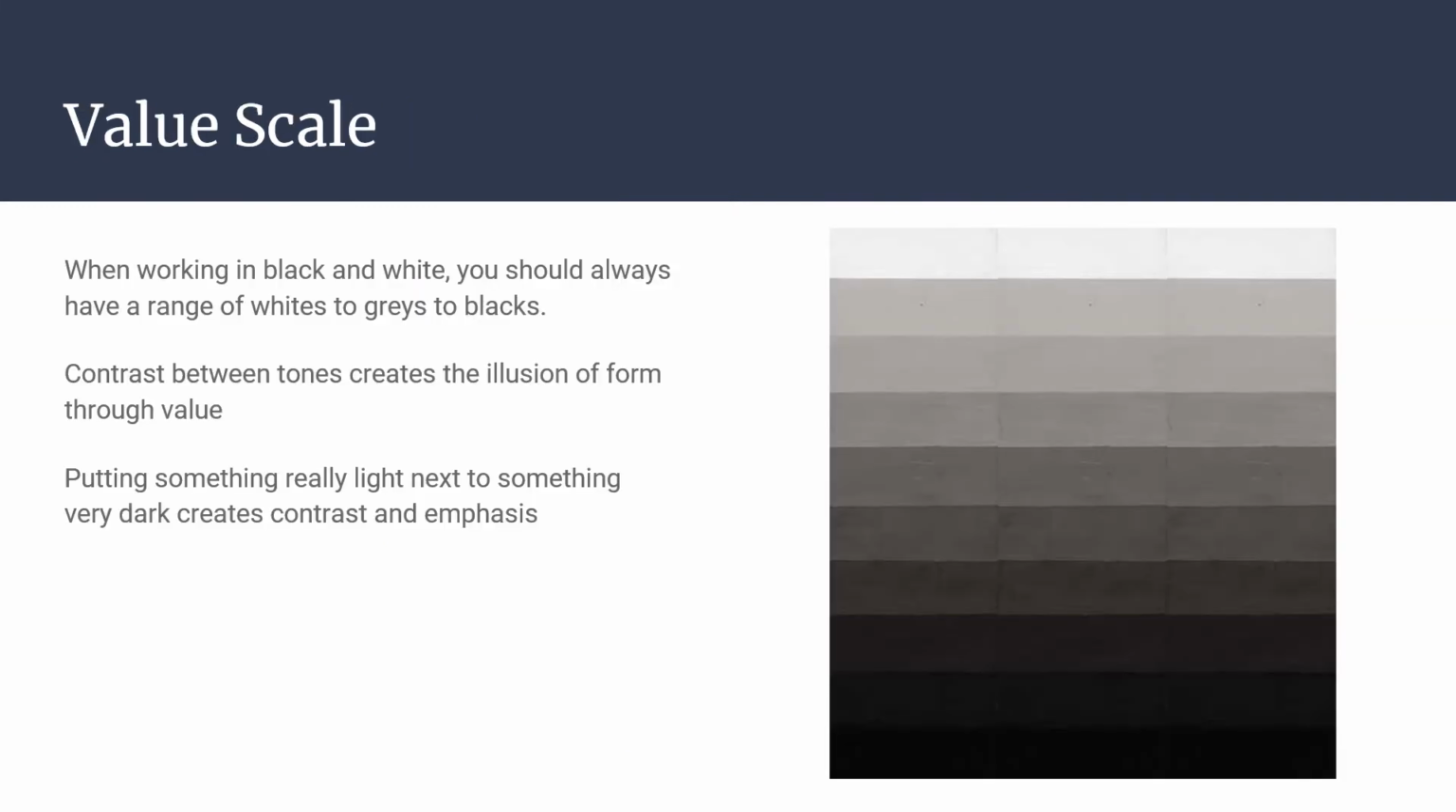All right, so next we have our value scale. So when you're working in black and white, you should always have a range of whites, grays, and blacks. So contrast between tones creates the illusion of form through value, and putting something really light next to something really dark creates contrast and emphasis. But notice that here you have your value range, your value scale, and you have your lightest lights up here at the top, and it comes all the way down to your darkest darks, all the way down here. And you want to incorporate that full range in your drawings.